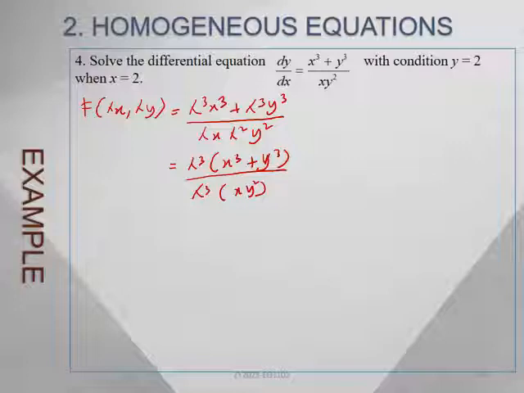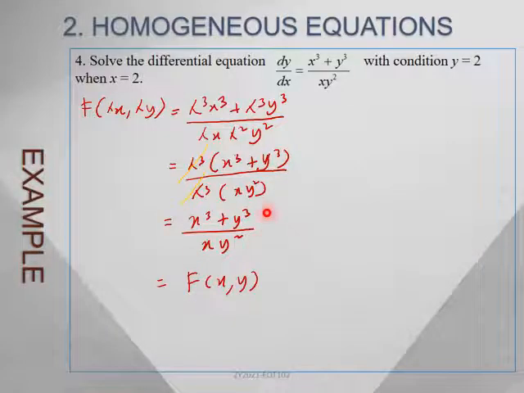So now we can cancel out, right? So it will be x cubed plus y cubed divided by x y squared. Okay, so this is actually equal to f of x, y, which is the original general form given. Okay, same. So we can say that this is homogeneous. So if it's homogeneous, we can proceed with solving the equation.